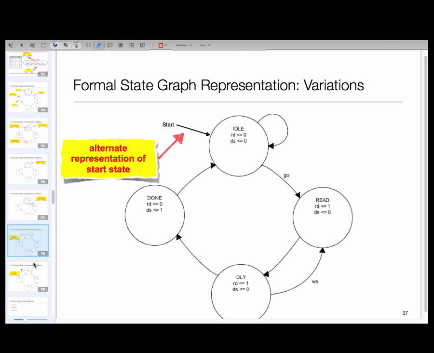The tool is actually good in the sense that when it encounters these weird structures, it will warn you. It will put a warning in on the output saying, did you really intend it? I'm assuming this, but be careful. Alternate representation of the start state, like this or like this, the tool does not support it. It only uses this double circle business.